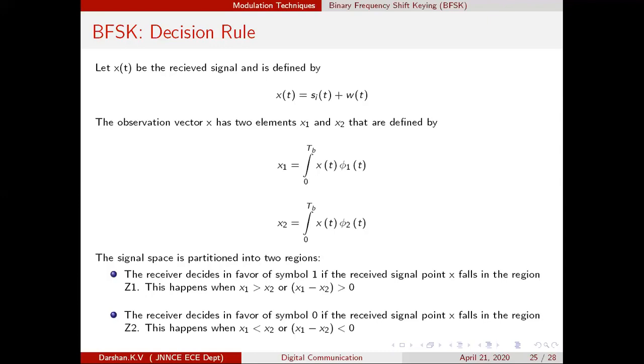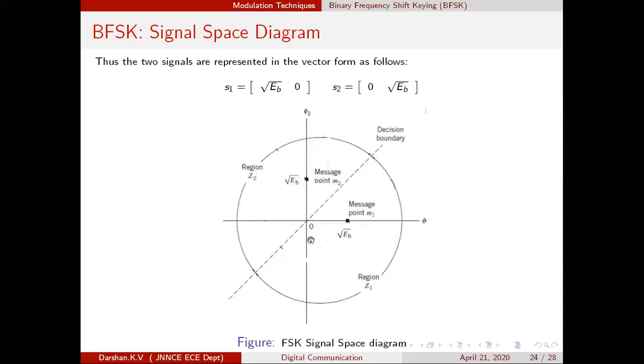If x1 minus x2 is less than 0, or x1 is less than x2, either of the two conditions, then the received signal point falls in the region Z2. Okay, that's what you are supposed to remember. Region Z2 belongs to symbol 0. Region Z1 belongs to symbol 1.